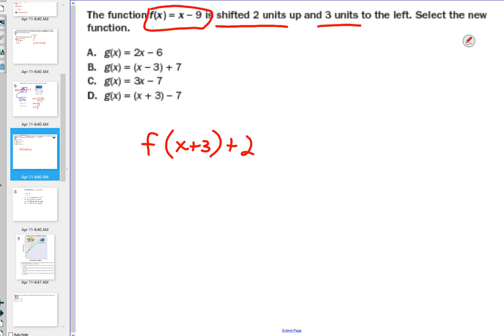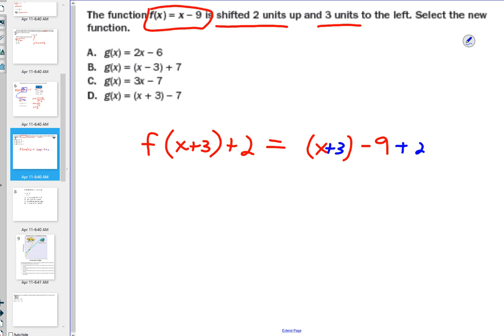The 3 that's going to the left is inside the parentheses with the x, right? And then the 2 that's going up is on the outside. So where the x is, it would be x plus 3. But then on the outside, you already have a -9. Maybe this will help with my color code. So there's the +3 from there, and then there's the +2. And now we just have to simplify.